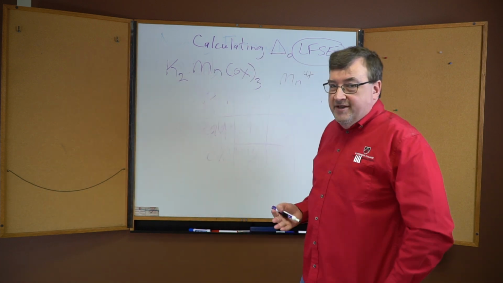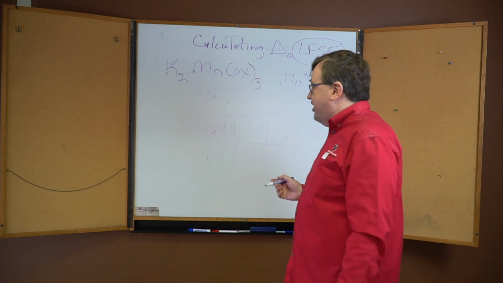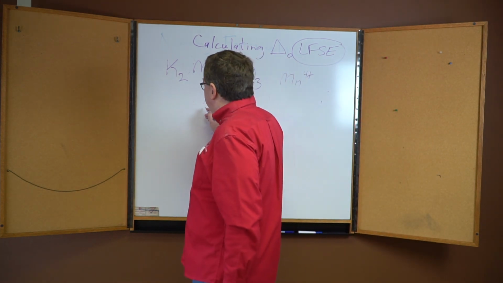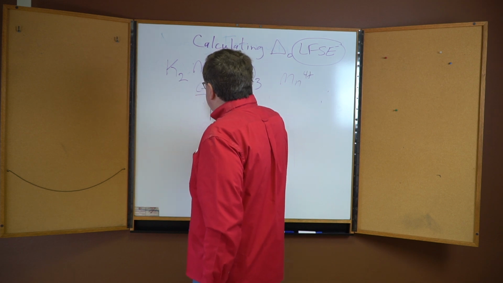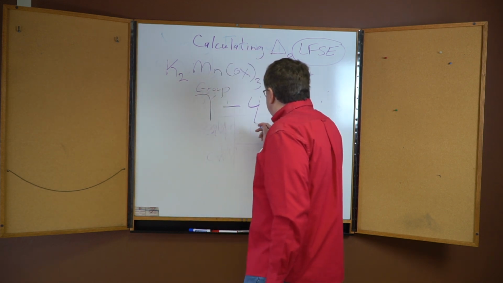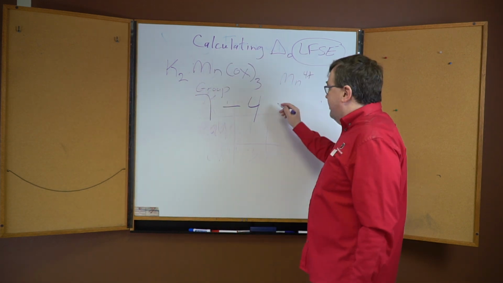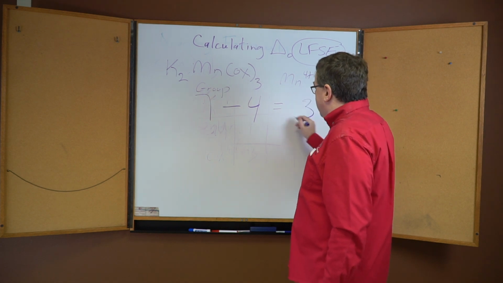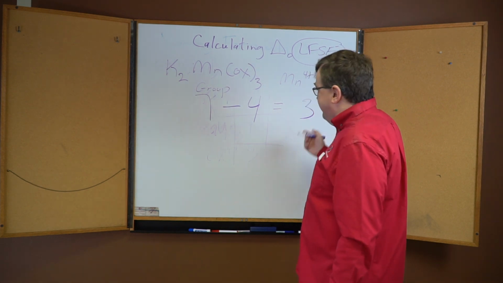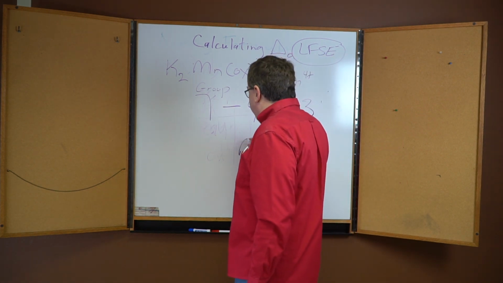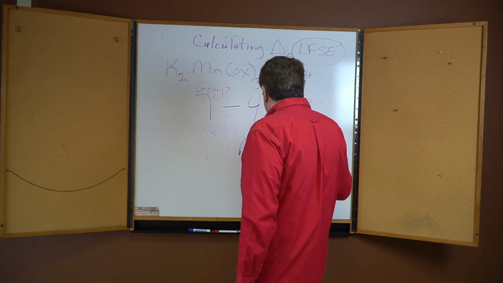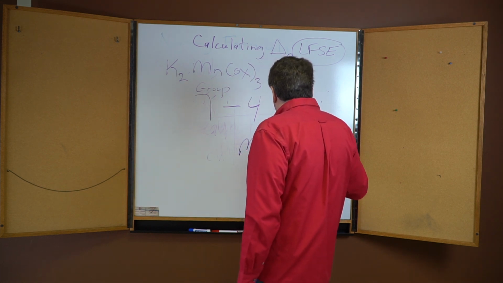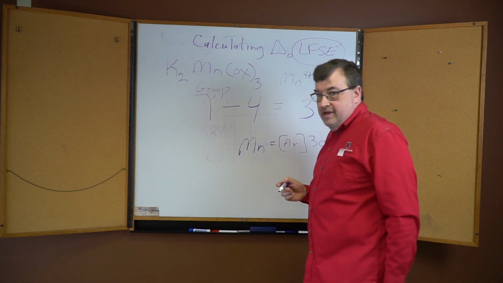Now that we have the oxidation state, we need to get the number of d electrons. Manganese is group 7. Plus 4 gives us 3 d electrons, so this will be manganese d3.